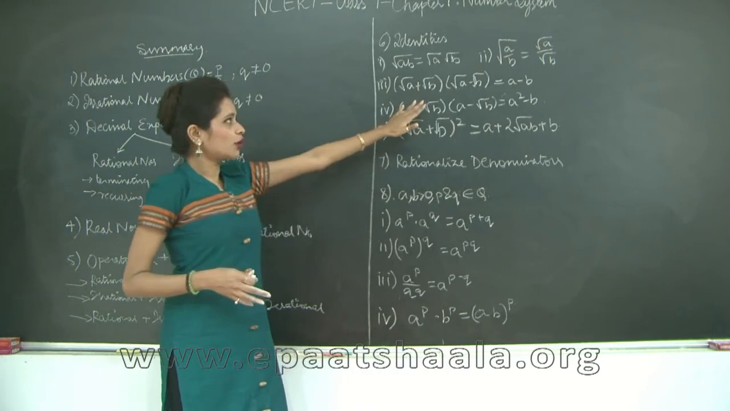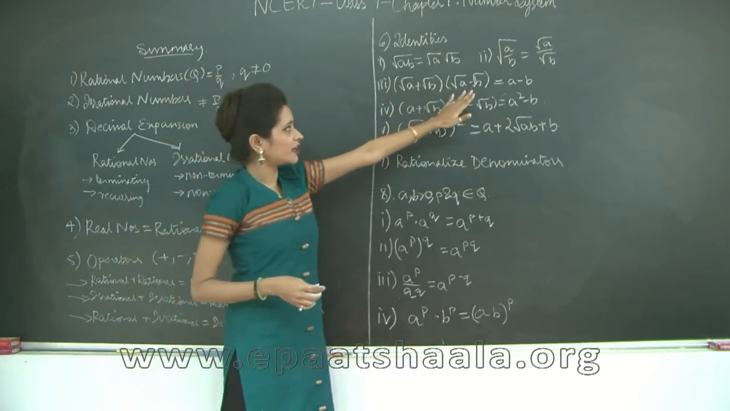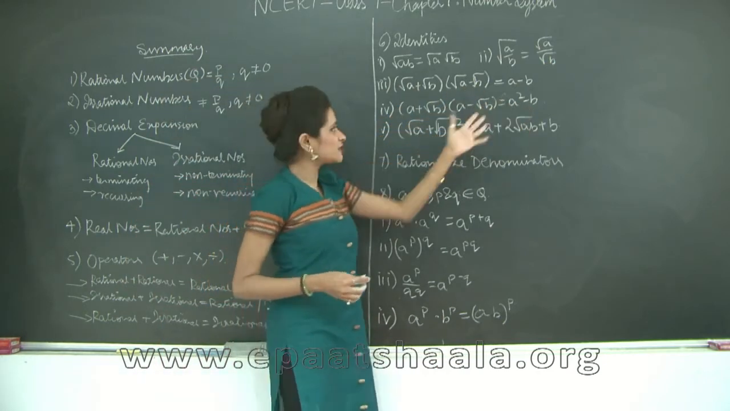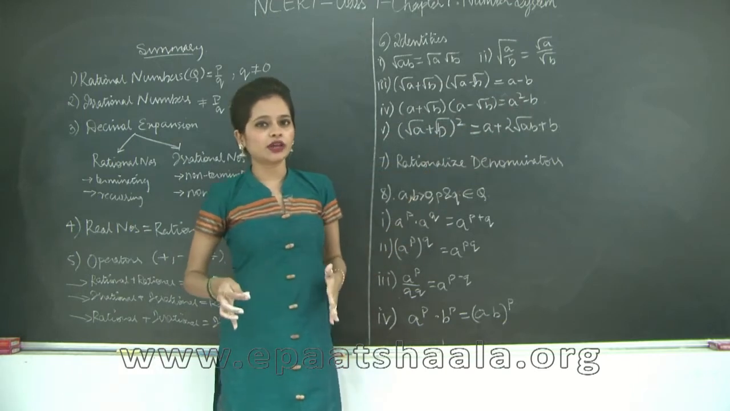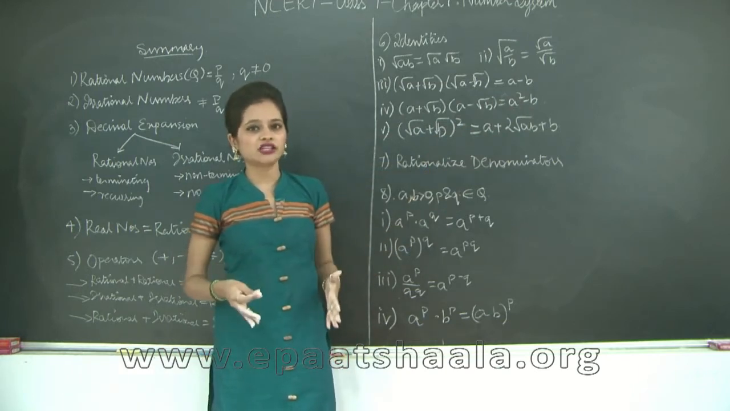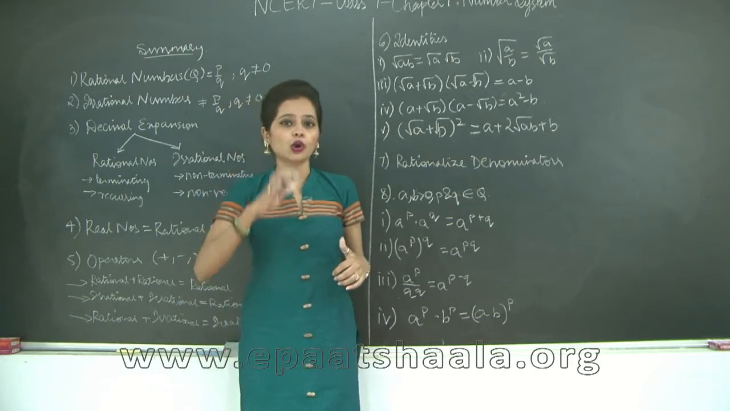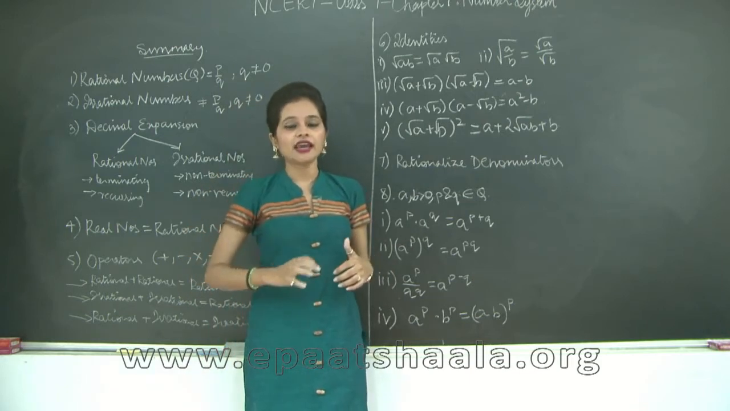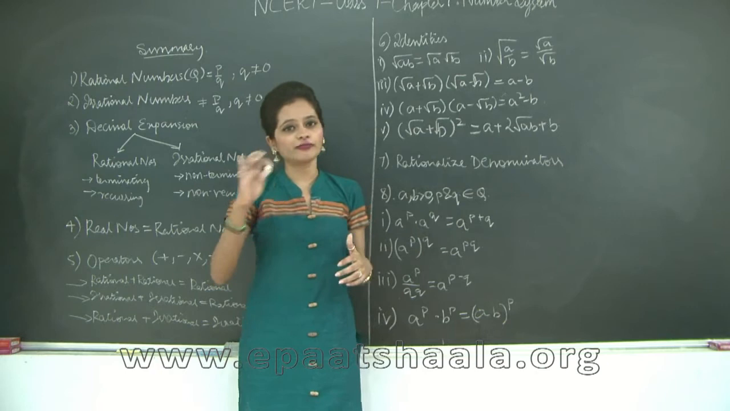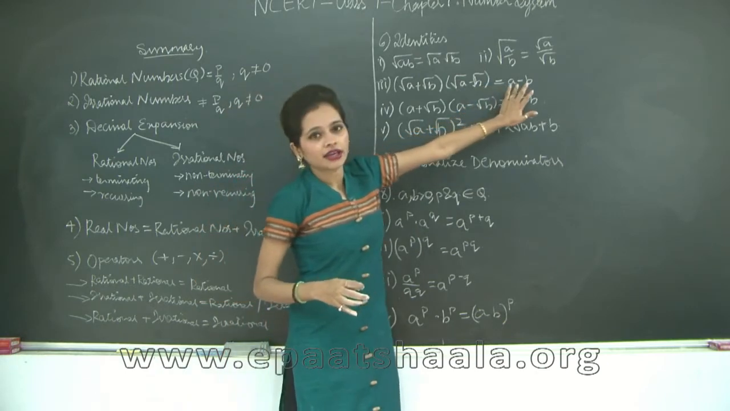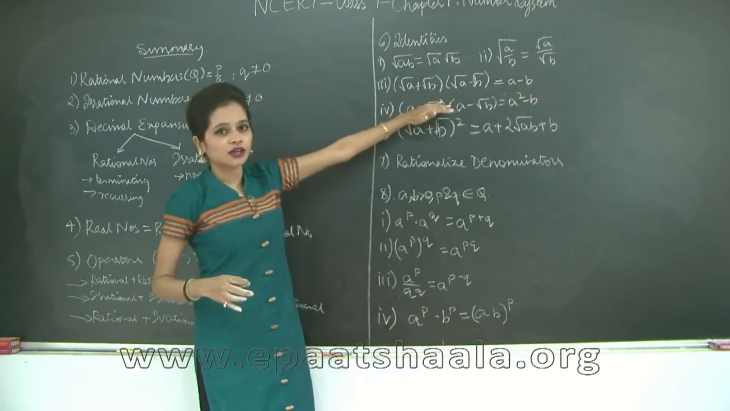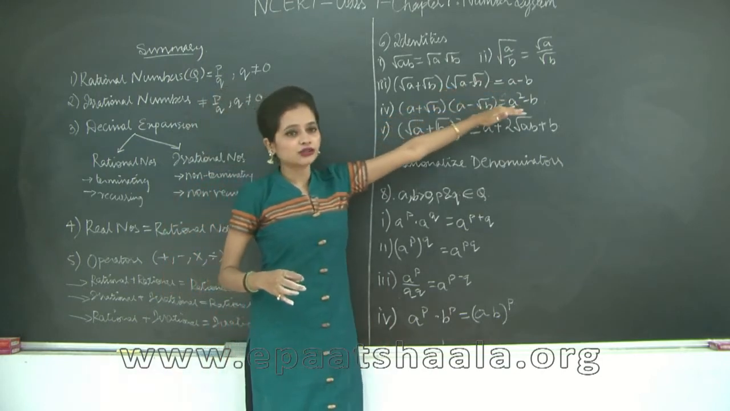Then you have root of a plus root of b into root of a minus root of b, which is similar to a plus b into a minus b, which is a square minus b square. But here your a square is root of a square, which is going to be a, and b square is root of b square. So that is why you have a minus b. So root of a plus root of b into root of a minus root of b is going to give you a minus b.